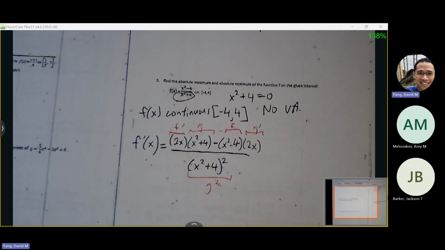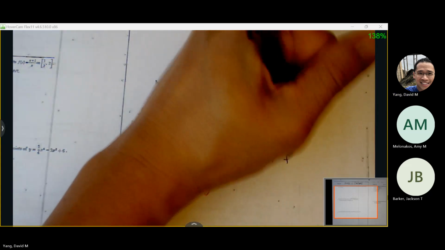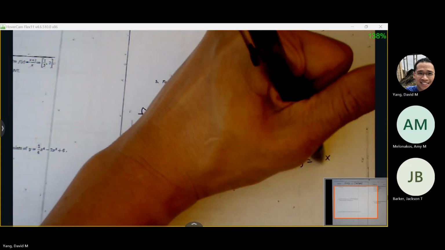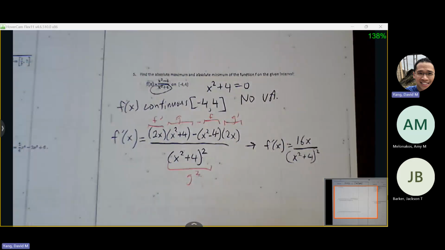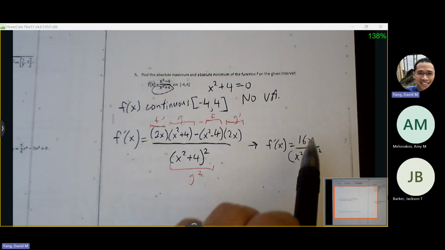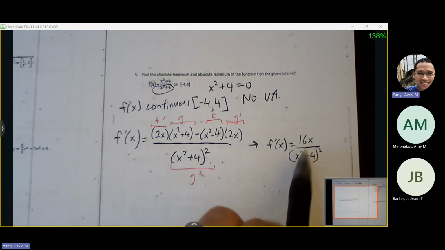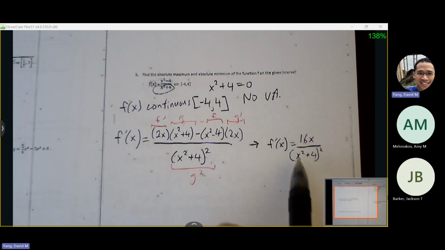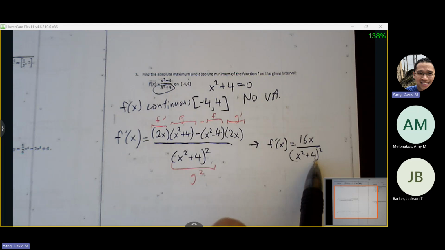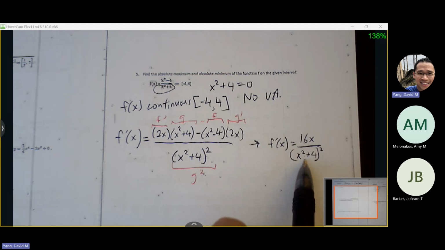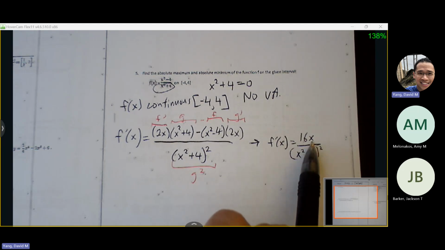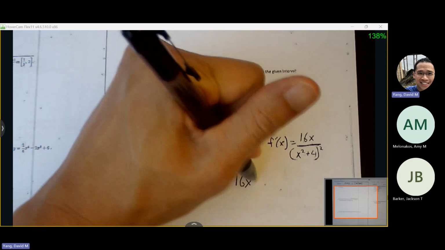It's going to clean up all the way to 16x over (x squared plus 4) squared. We talked about how once we find our derivative, we set both the numerator and denominator to 0. Those are places we look for critical points. Your denominator is not going to produce anything, because if you set x squared plus 4 equal to 0, you get x squared equals -4. I can't take the square root of negative numbers, so imaginary numbers, nothing to worry about. Then the numerator: if I set the numerator equal to 0, I will get a critical point.